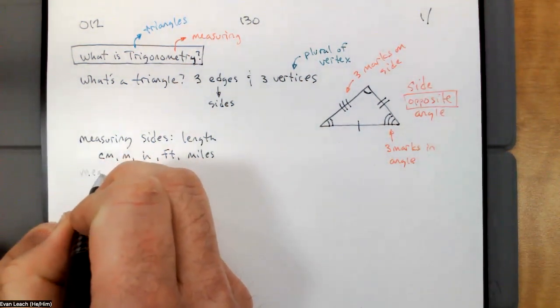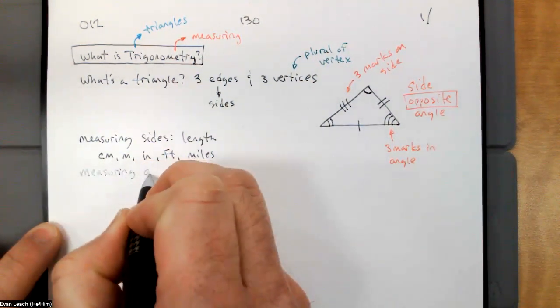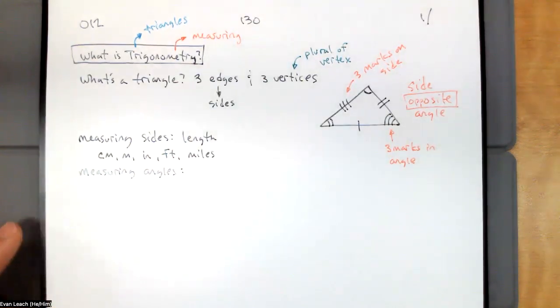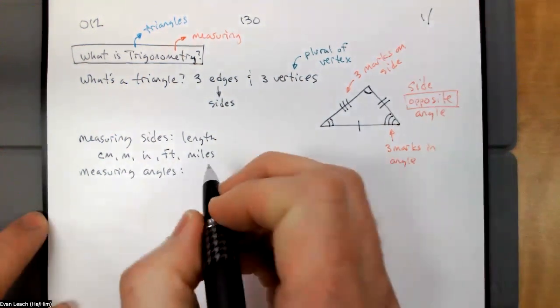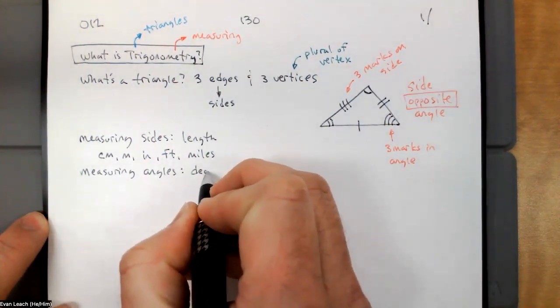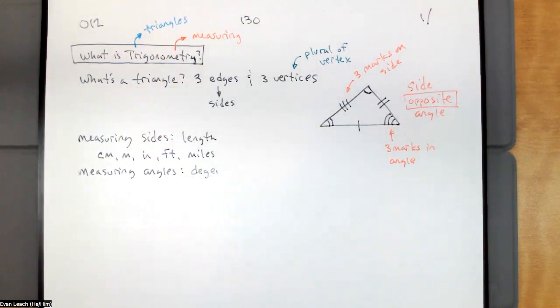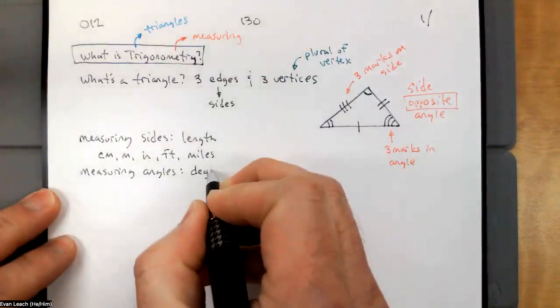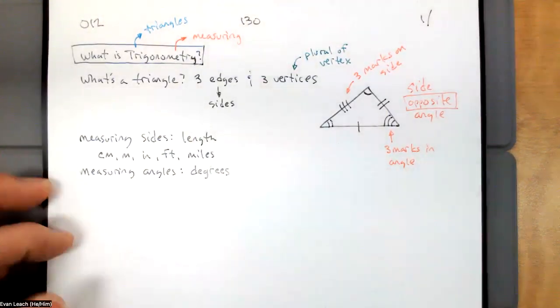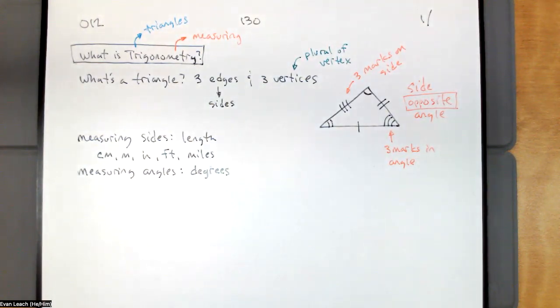Now the question, measuring angles. What do we use to measure angles? You already know this. Yeah, math. Now, what are the units that we use to measure angles? Degrees. See, you guys know stuff already. I don't know why y'all were worried. We measure angles with degrees.